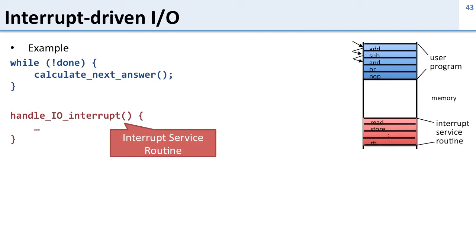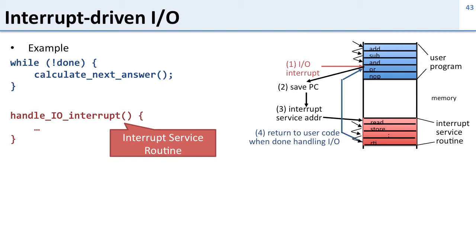We're going along executing our user program until we get an IO interrupt. When we get an IO interrupt, we save the current PC so we can return to the user program later. We jump down to the interrupt service routine. We start executing the interrupt service routine until we're all done handling the IO, and when we're done, we then return back to the user program. So we've interrupted the user program and jumped to this interrupt service routine to handle the interrupt.